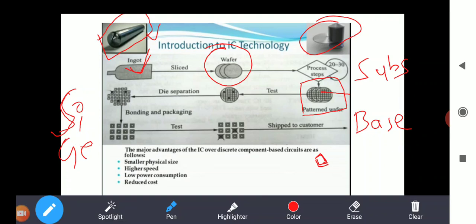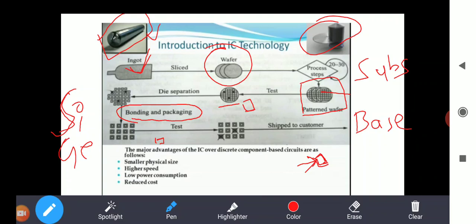Here the wafer structure will be like this, and here is die separation. Each die is separated, and after die separation, bonding and packaging is applied. These are all called dies, meaning a single small piece of silicon wafer. In that small chip, device fabrication will be done.